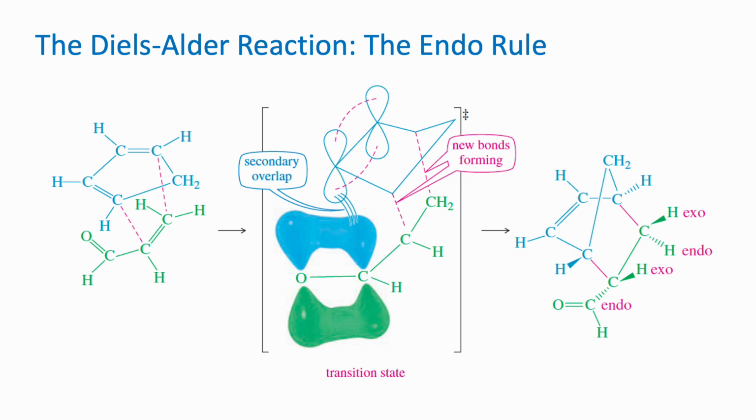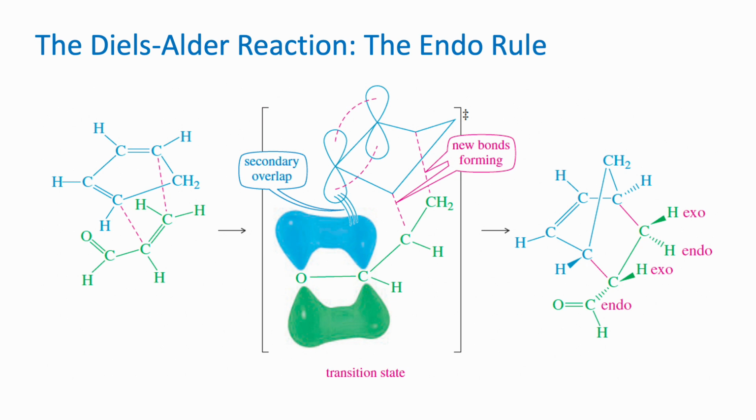So the reason that group always ends up in the endo position when there's a double bond in the dienophile, it always ends up in the endo position because we can see here in the middle this transition state. Not only is there orbital overlap where all the pink dotted lines are, those are definitely overlapping because that's where the new bonds are forming, we also have overlap between the carbon in the carbonyl and those carbons on the diene that are not forming new bonds, right?